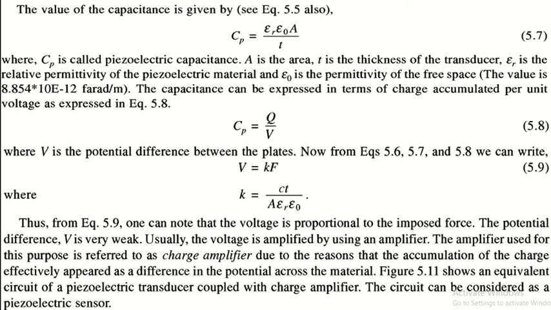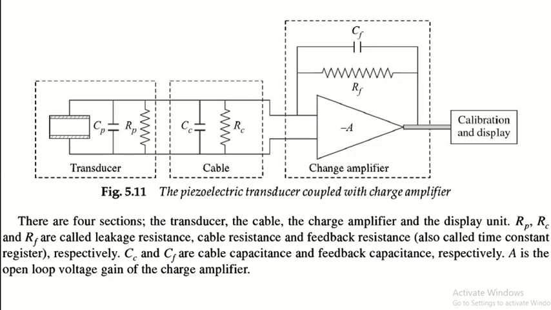So in the upcoming figure 5.11, it shows an equivalent circuit of a piezoelectric transducer which is coupled with the charge amplifier. The circuit can be considered as this. So here you can see a transducer circuit, then a cable circuit, then a charge amplifier. So there are four sections: the transducer, the cable, the charge amplifier, and the display unit.